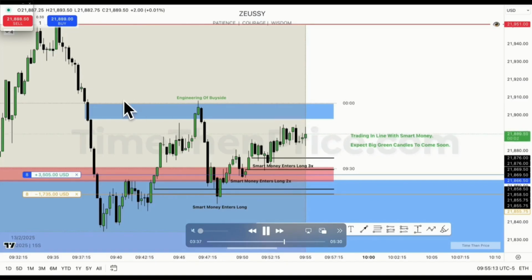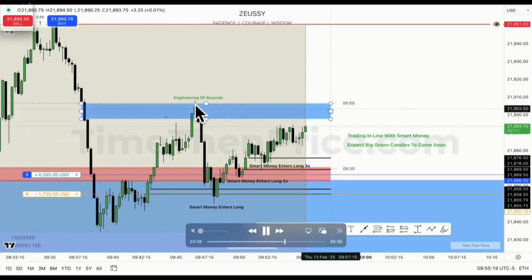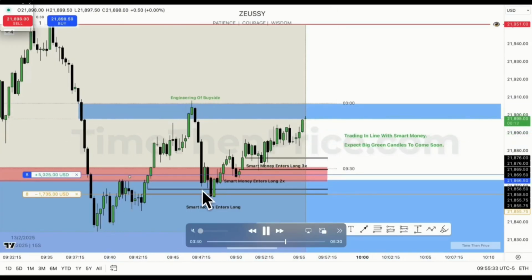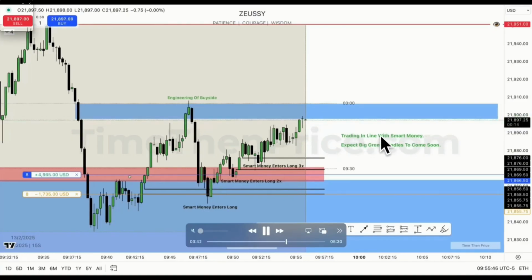Now, what I'm wondering is whether or not the market is going to draw towards this high right here. Do you see how slow it is right here? This is a result of this left side of the curve being so quick. You see me type out, I'm trading in line with smart money.